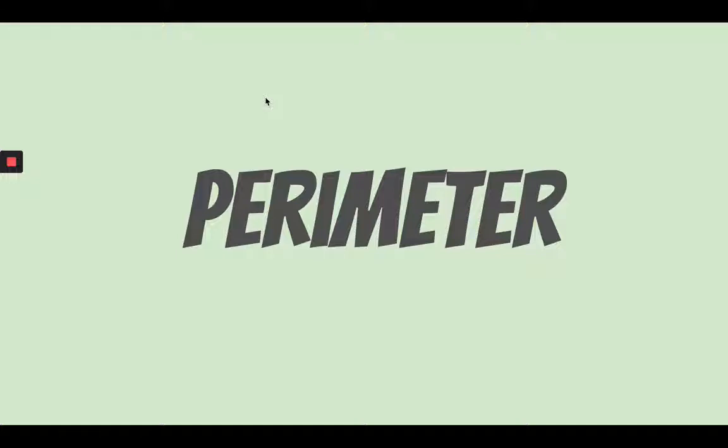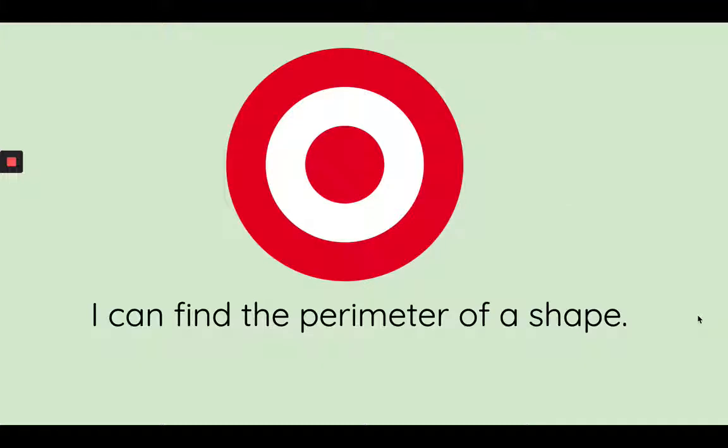Today we're going to be talking about perimeter. We've learned a lot about shapes this year, and today we're going to take it one step further to talk about what perimeter is and how we can find the perimeter of a shape. Our objective is I can find the perimeter of a shape. So that's where our focus is going to be, is practicing to find the perimeter of a shape.